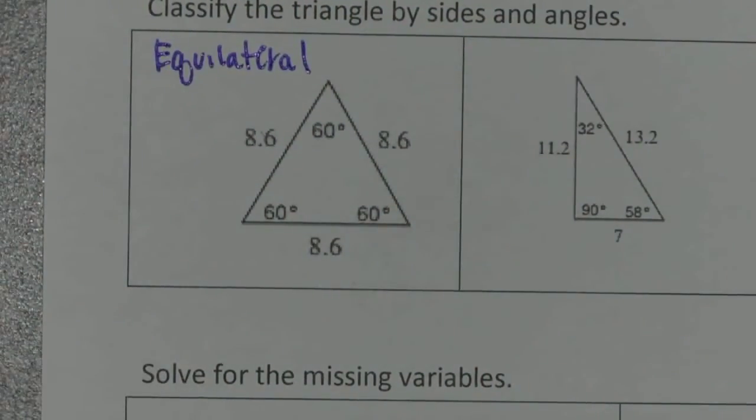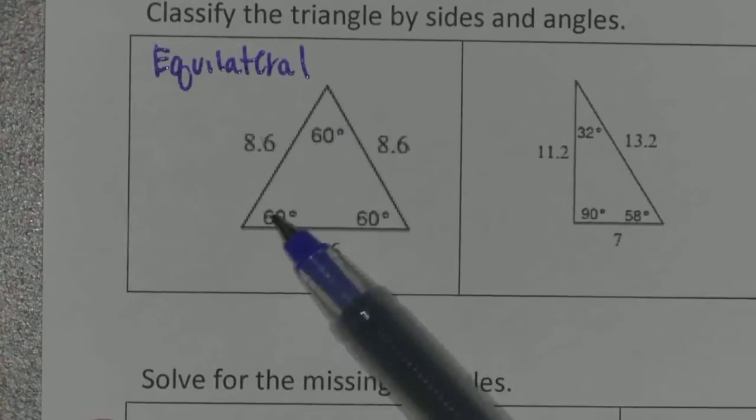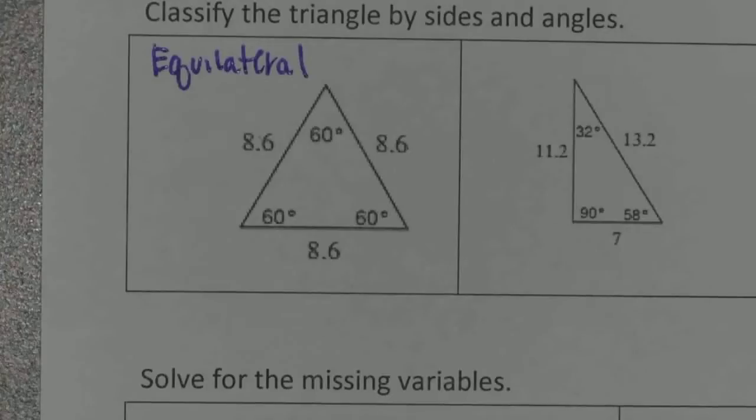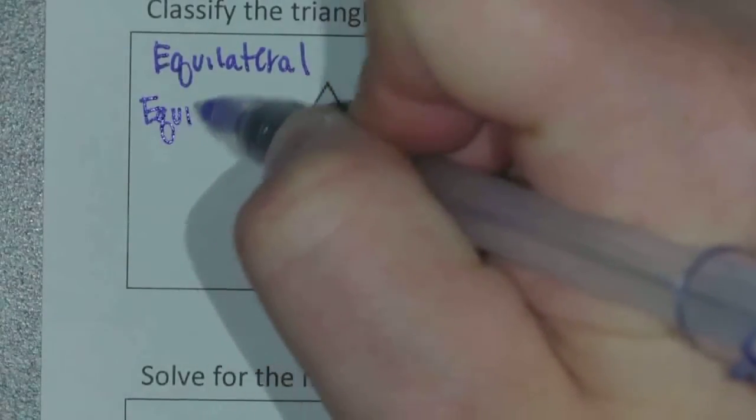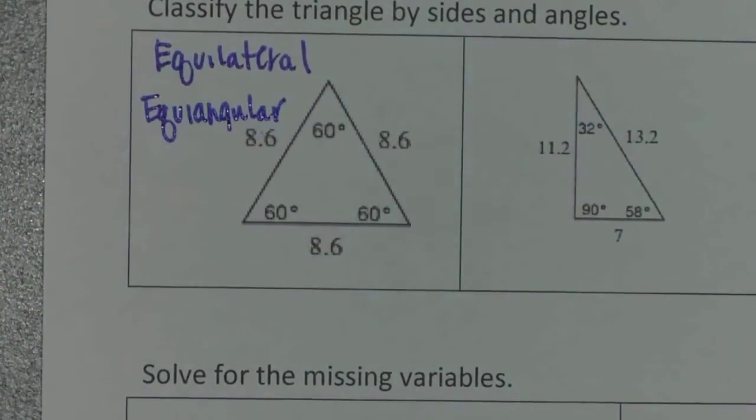And then you also have to classify it by its angles. So noticing the angles, all three angles are equal. So how do you classify it by its angles? Yep, equiangular. Nice job. Okay, so again, we look at the sides and give it a name. We look at the angles and we give it a name.